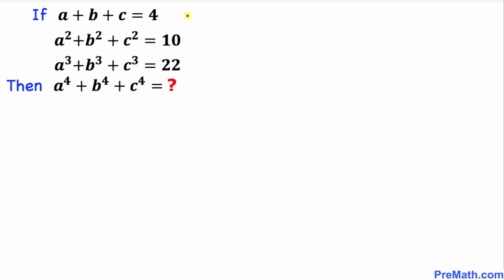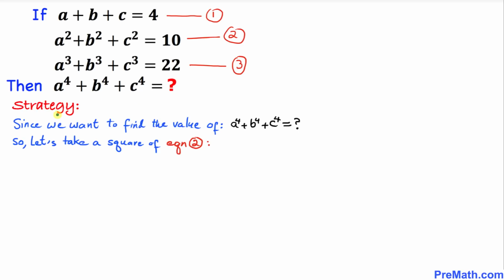The very first thing I am going to do is label the first equation as equation number 1, this as equation number 2, and this third one as equation number 3. And here's our very initial step. Since we want to find the value of a power 4 plus b power 4 plus c power 4, we are going to take a square of equation number 2.